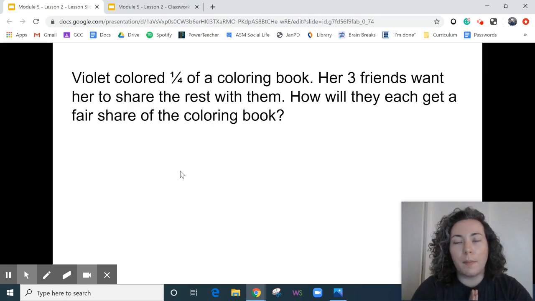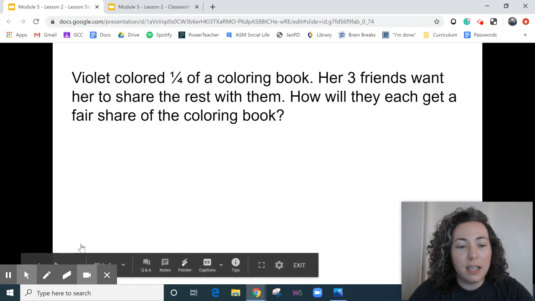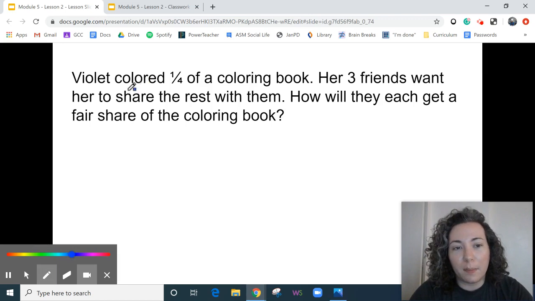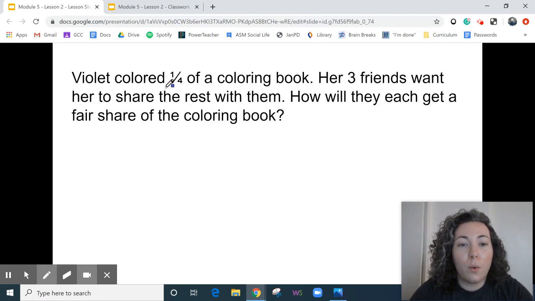Okay, so I hope that you have some sort of visual representation written on your paper, but here we go. This is how I'm going to represent it. But first, I'm going to reread my question and underline the important information. So Violet colored 1/4 of a coloring book. Her 3 friends want her to share the rest with them. Now, when I see something like this, when we're talking about friends, my brain automatically goes to, is Violet included or not? How many people total are there?